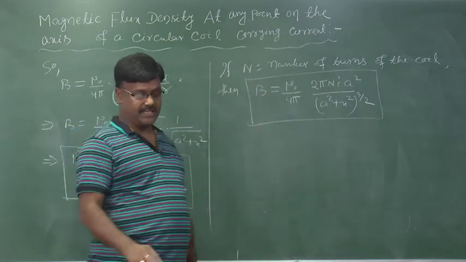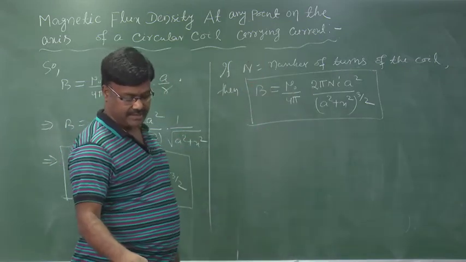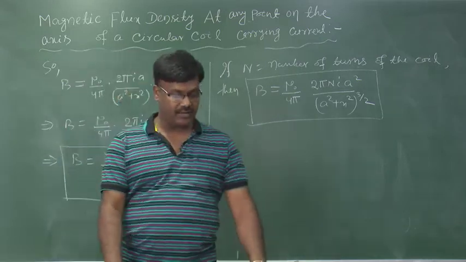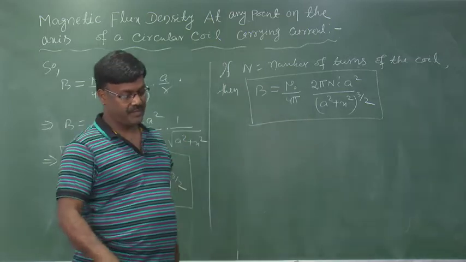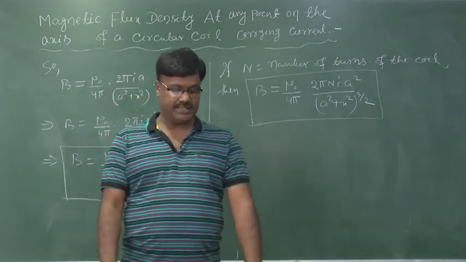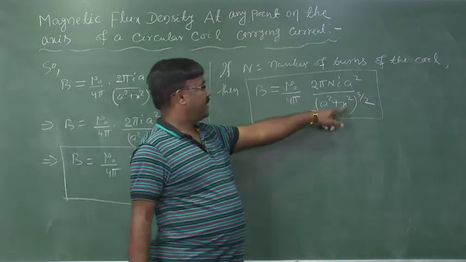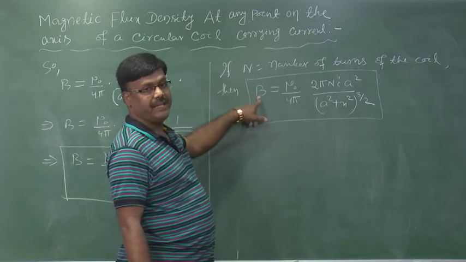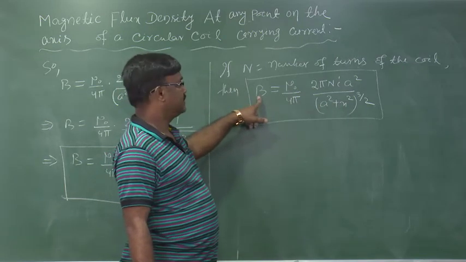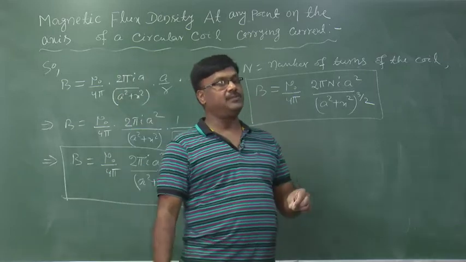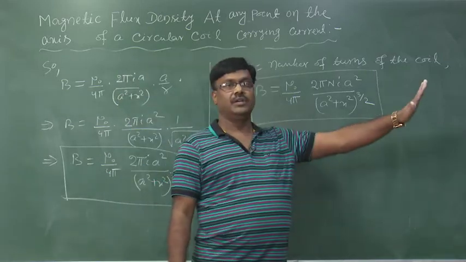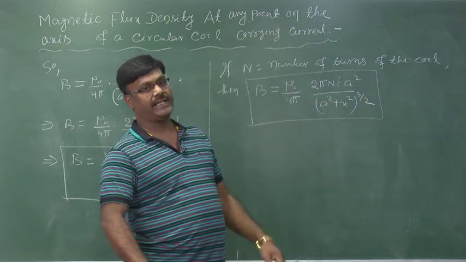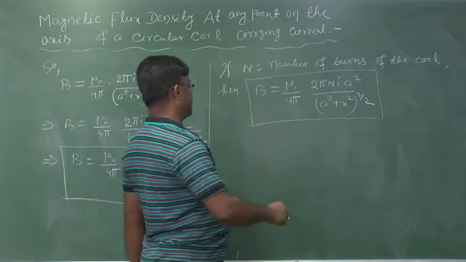This is the expression for the field strength at a point on the axis of a circular coil carrying current. And from this we conclude that if x increases, then the value of B will decrease. That means, as the point of observation goes away from the center of the circular coil carrying current, the magnitude of the field strength decreases.